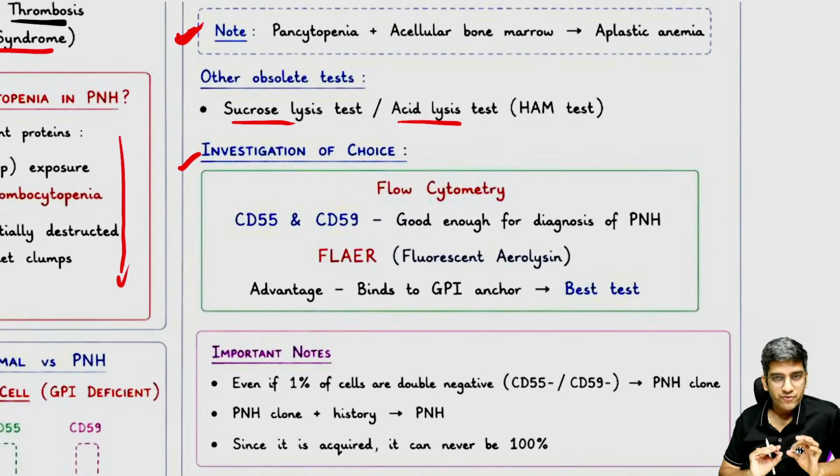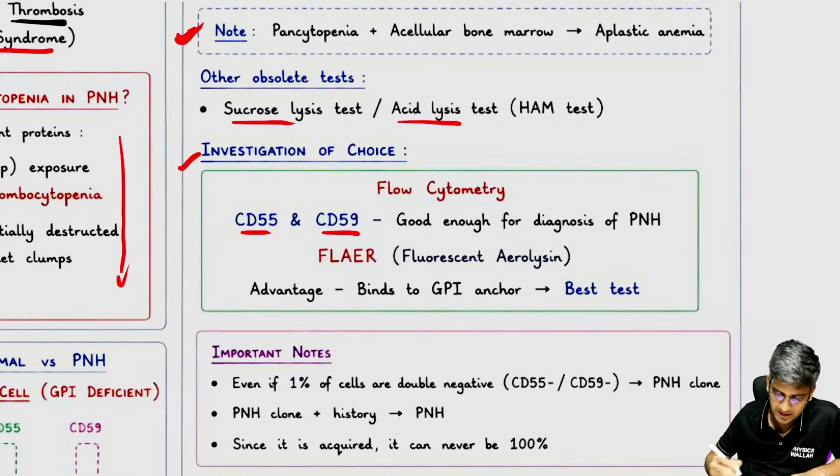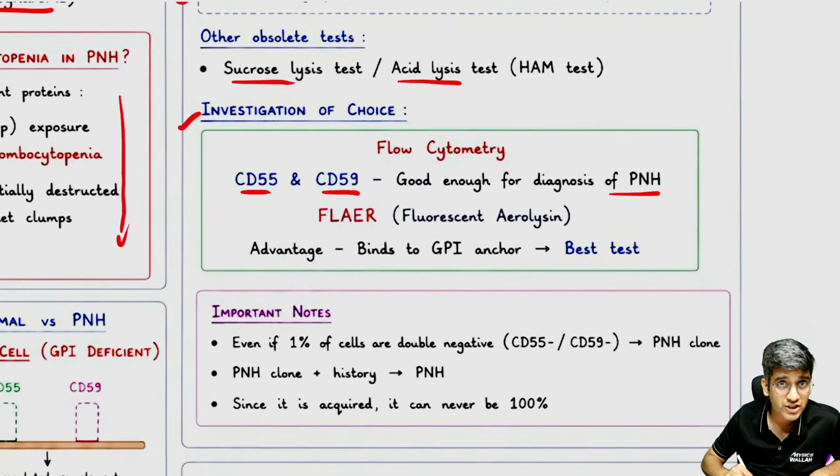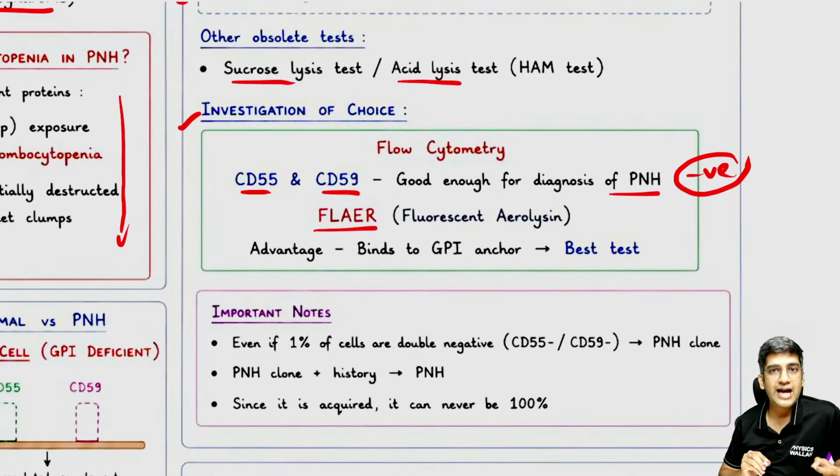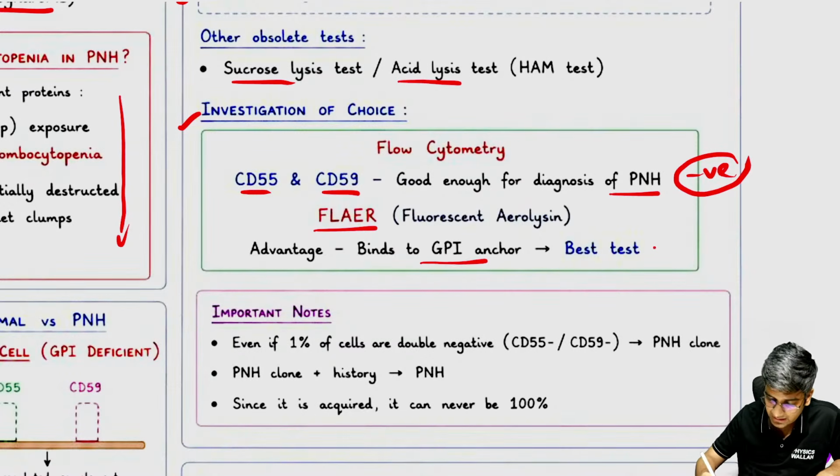Okay? Flow cytometry, we have CD55 and CD59. It's very good enough for diagnosis of PNH. If it's absent, it is PNH. If it's present, it is normal. But the best test is FLAER. It's a fluorescent aerolysin, which will bind to the GPI anchor. That's the best test because GPI is the problem in PNH.